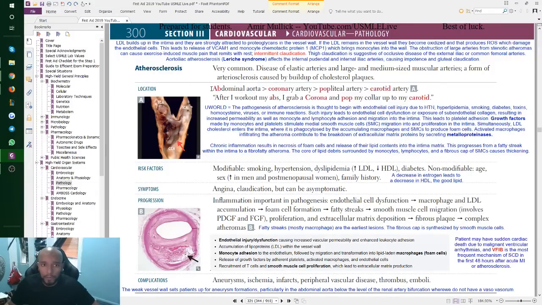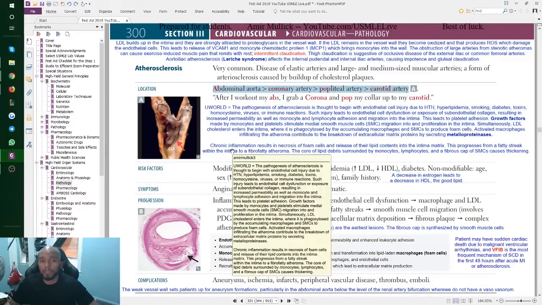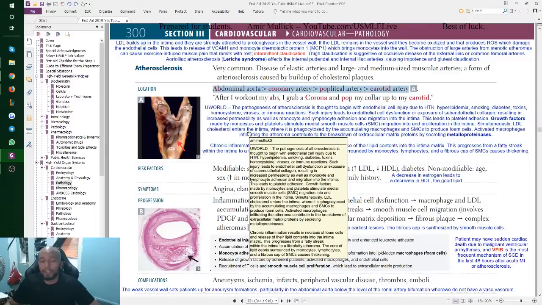So first things first, you need to know where it can occur. Right, what are the top most popular places it can occur? And you will definitely get a question. They'll ask you, they'll be like, oh, this person had an atherosclerotic plaque. Where's the most likely location of the plaque itself?